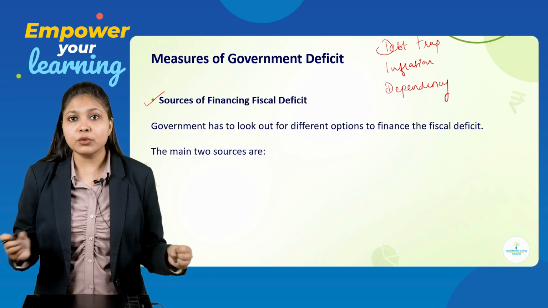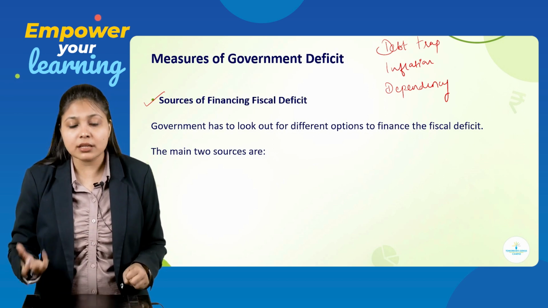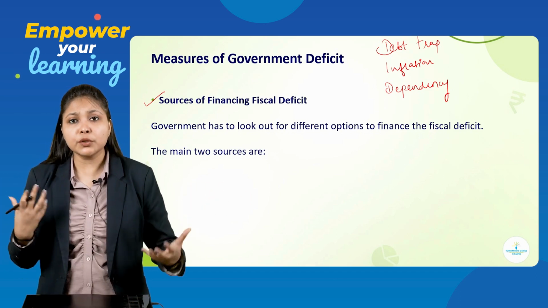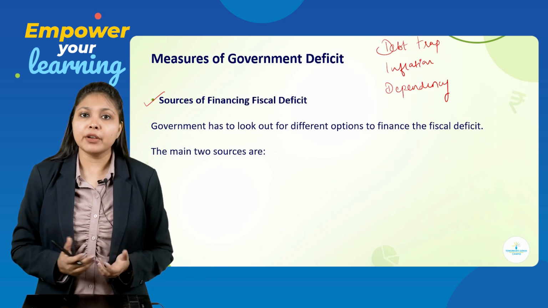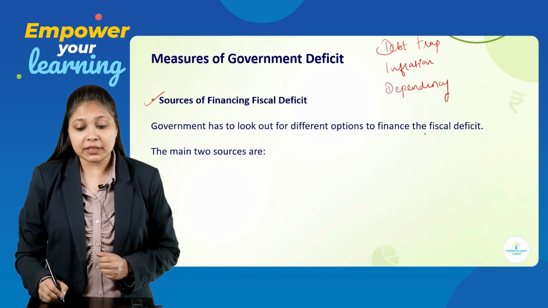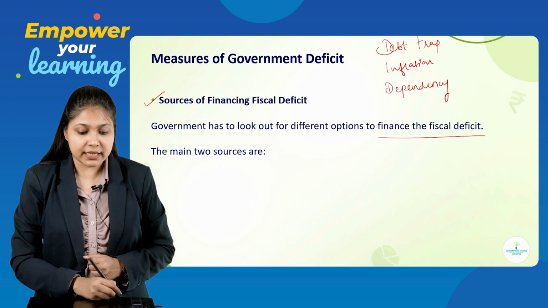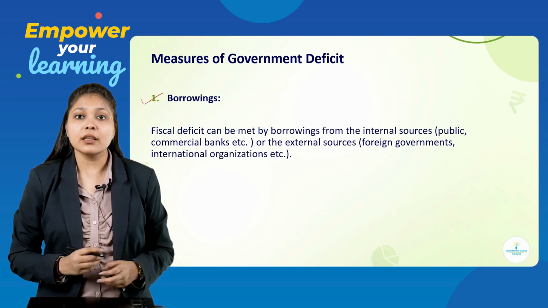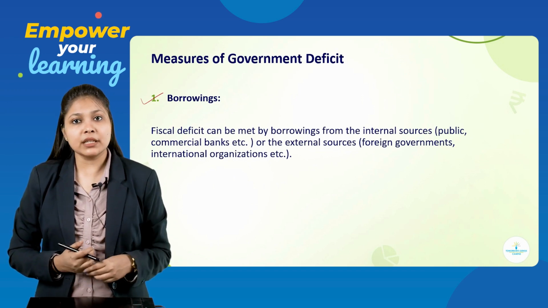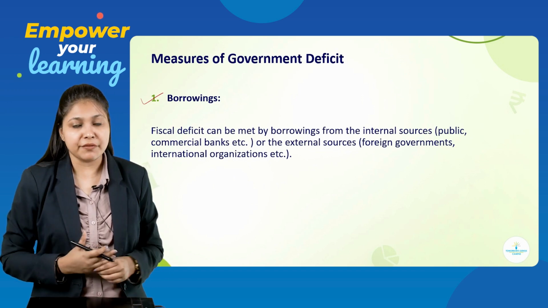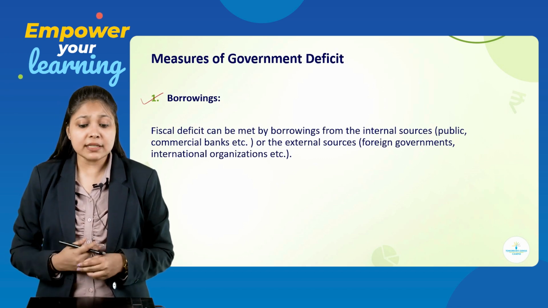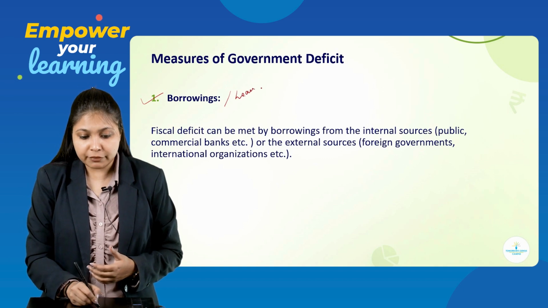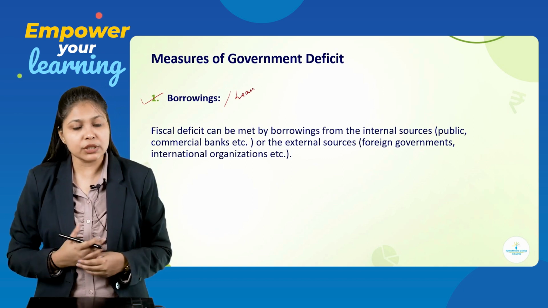Now they have also given you different sources through which you can finance the fiscal deficit, or what are the different options through which you can overcome the problem of fiscal deficit. So now let us talk about the different sources to finance the fiscal deficit. The two major sources: one is borrowings. First thing the Indian government can do during the time of fiscal deficit is borrowings. Borrowing is nothing but taking a loan, borrowing money from some other financial sources.